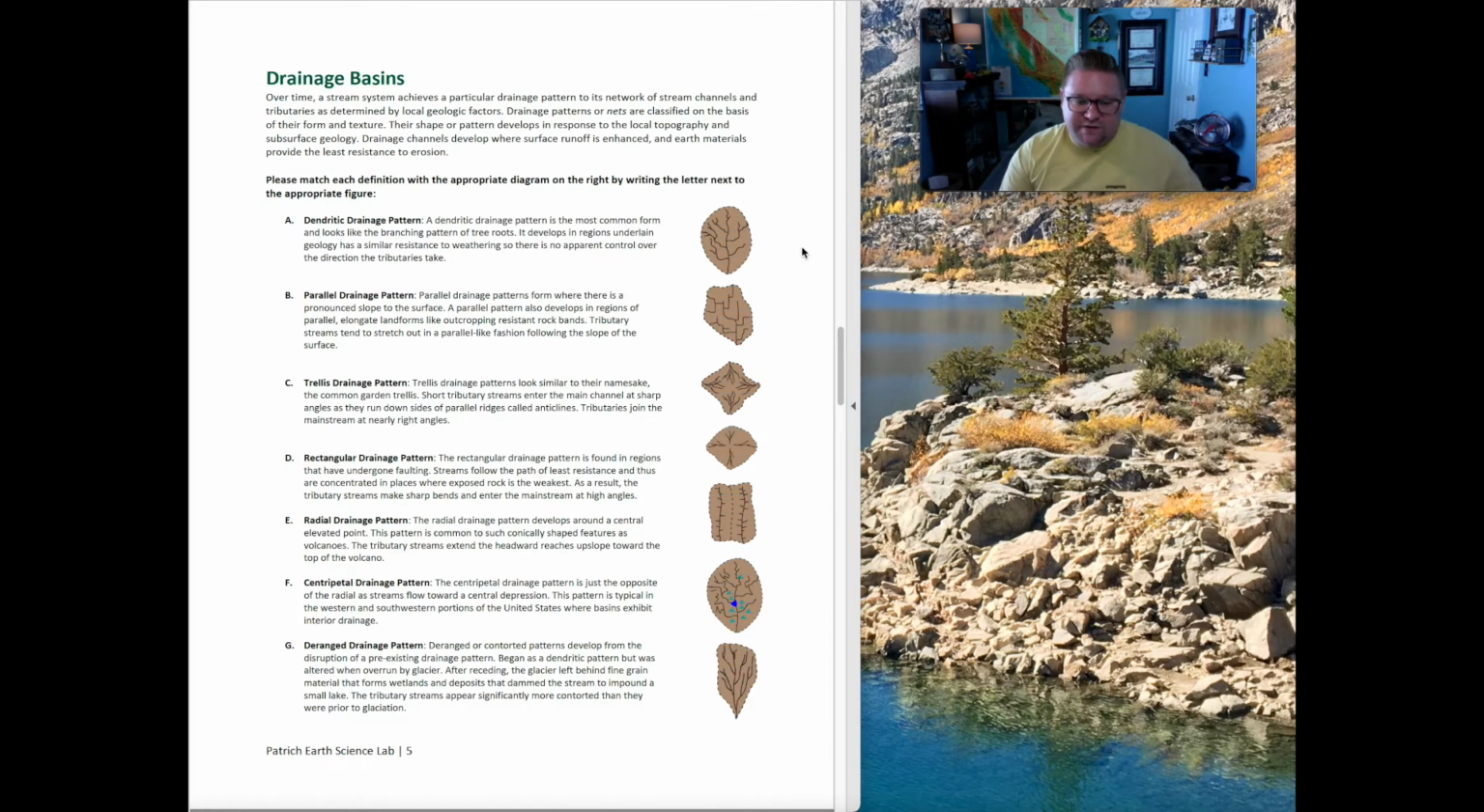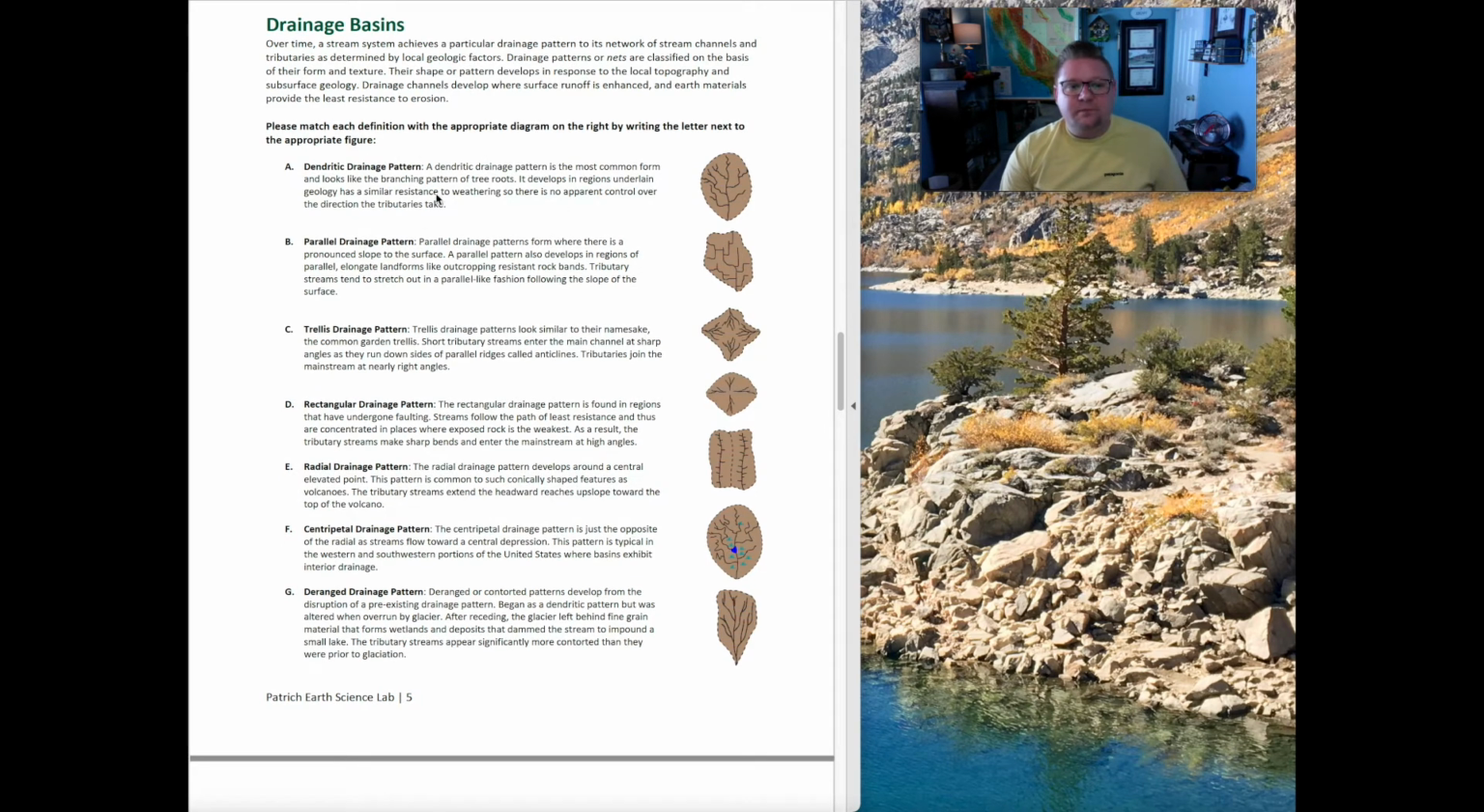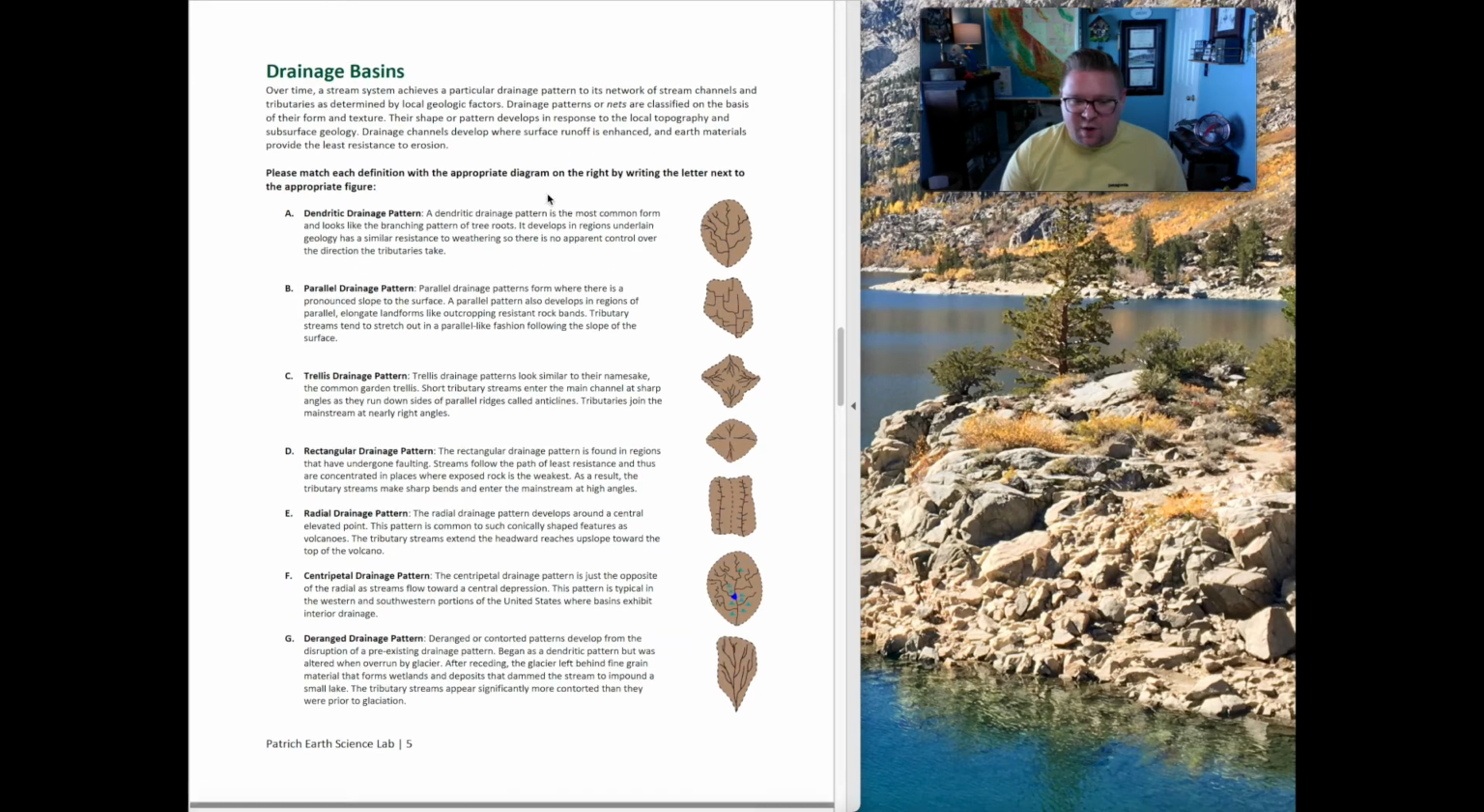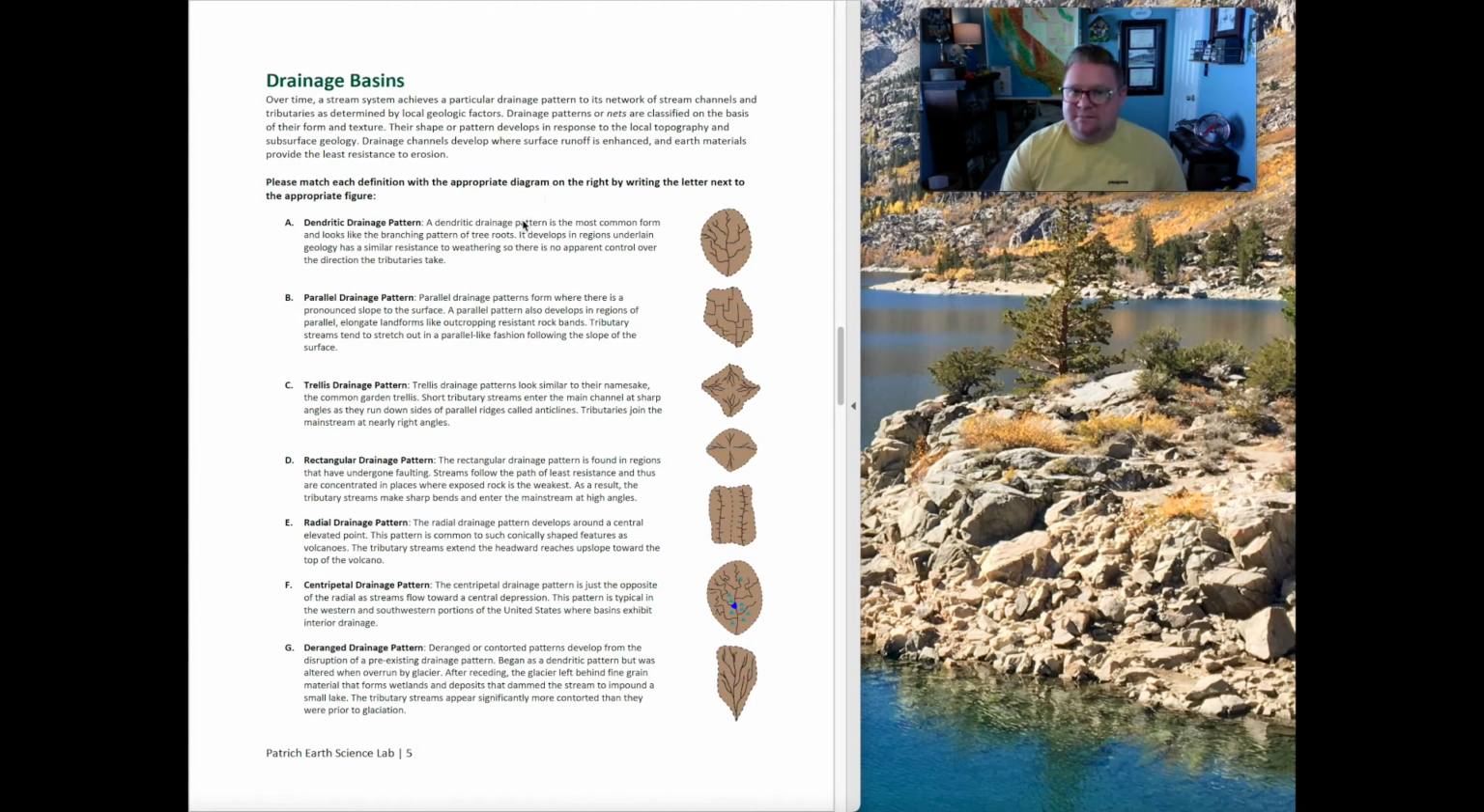So what I've done here is I've provided for you a name of a type as well as a great definition that will be very helpful for you later on. Your job is to match them. So as an example, we'll do the first one. Dendritic. A dendritic drainage pattern is the most common. It looks just like a leaf, right? And looks like the branching patterns of a leaf or a tree or a root system. It develops in regions of underlying geology similar in resistance to weathering, so there's no apparent control over that.